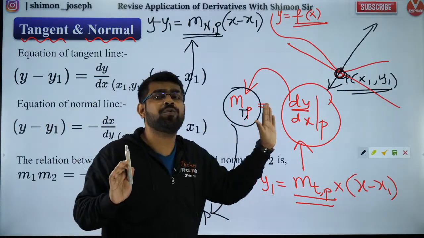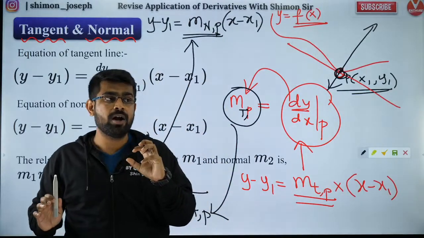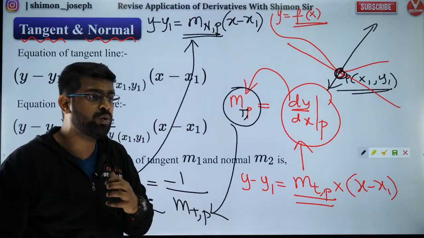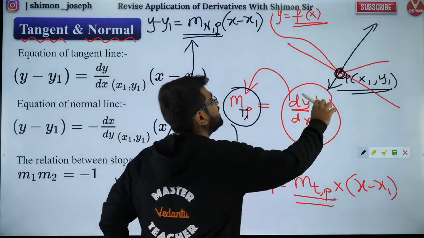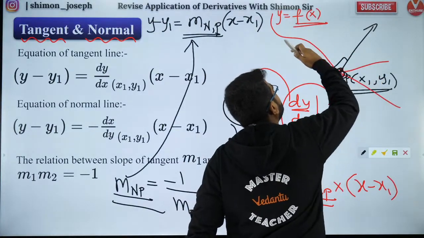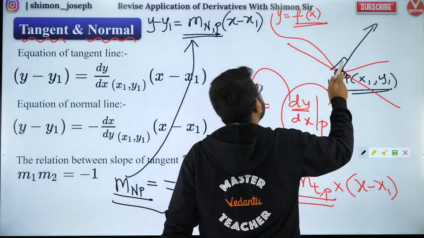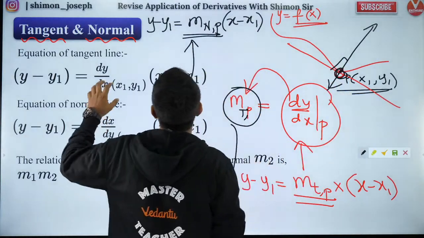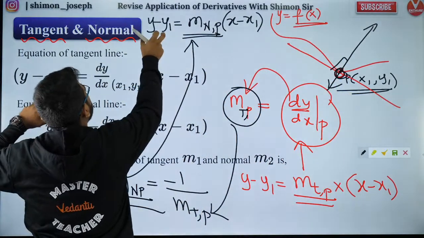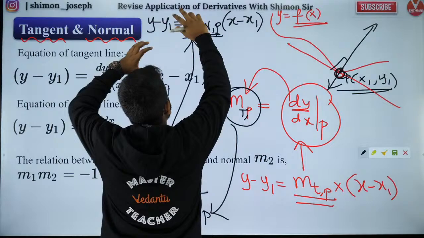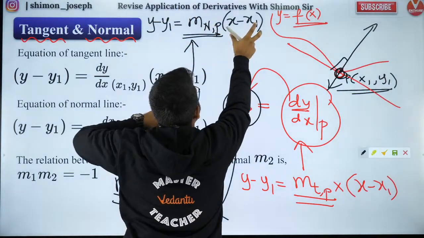So this is the way you find out the equation of tangent. Now, equation of normal, what do we do? We know that normal is a straight line which is perpendicular to your tangent, and it passes through the same point P. Because it passes through the same point P, my equation of normal will be y minus y1 is equal to slope of normal into x minus x1.